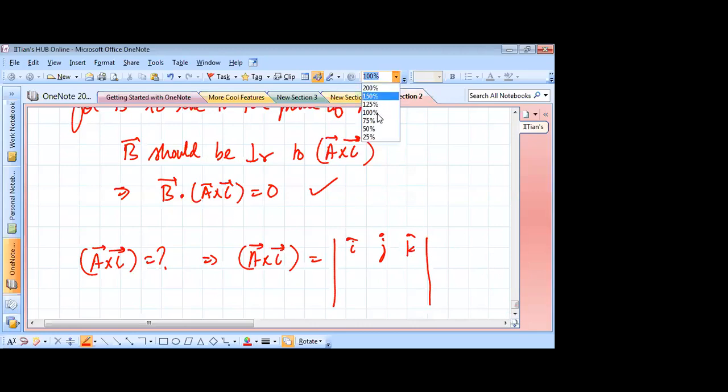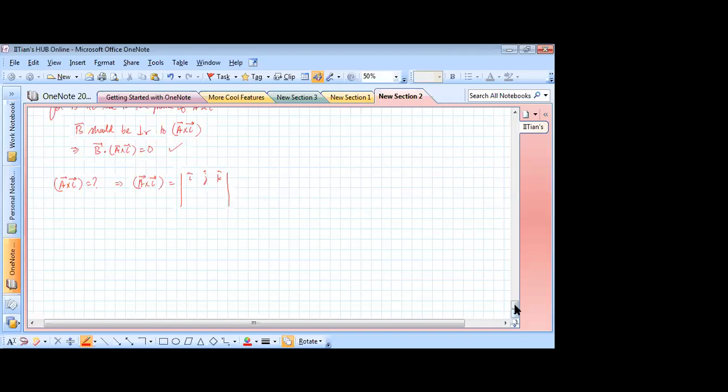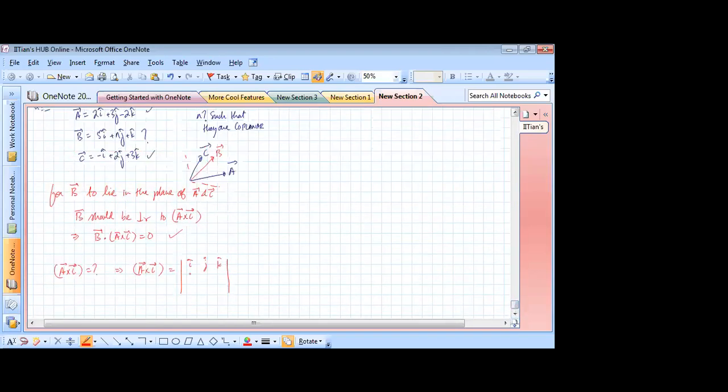Here, vector A is 2, 3 and minus 2. And the vector C is minus 1, 2 and 3. So this will become i cap multiplied with 3 minus 2, 2, 3, minus j cap multiplied with 2 minus 2, minus 1, 3, plus k cap multiplied with 2, 3, minus 1 and 3. Next step, we can solve this.